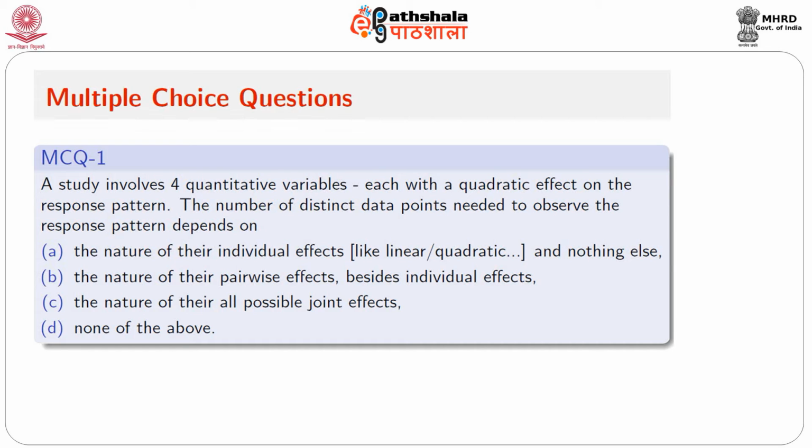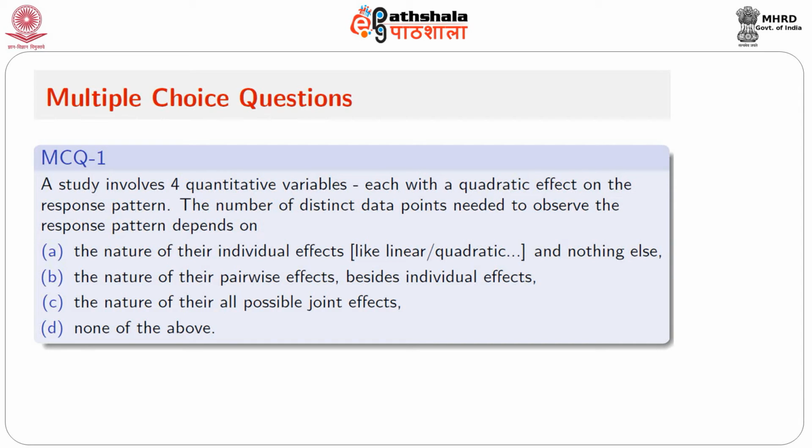Okay, so there are 4 quantitative variables. We are denoting them by x1, x2, x3, x4. Each one has a quadratic effect on the response pattern. So if you are talking about x1, it should be beta 1 x1 plus beta 1 1 x1 square. Similarly, beta 2 x2, beta 2 2 x2 square. That we can see. But apart from that, do we still have x1 into x2, x1 into x3, all the cross products, all taken 3 at a time, all taken 4 at a time? That is the issue. Okay, that's the issue that they are trying to bring about.